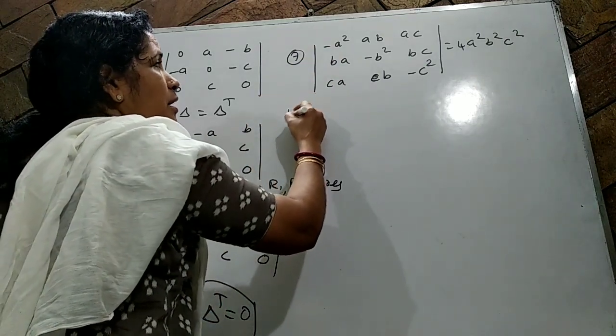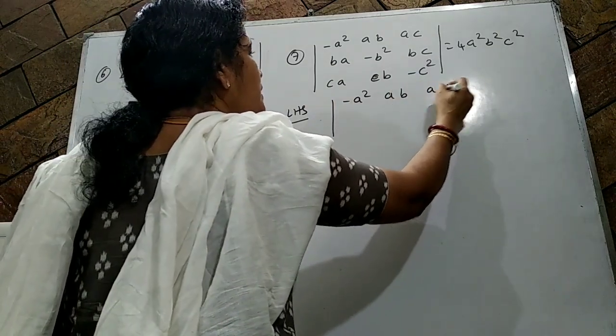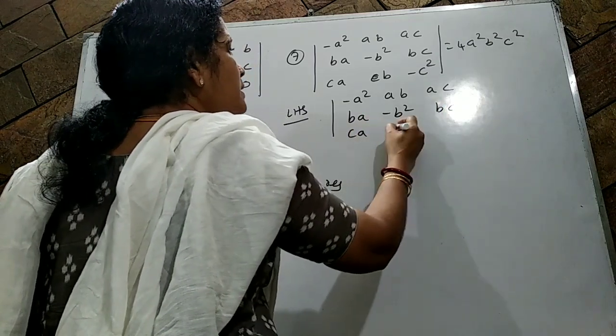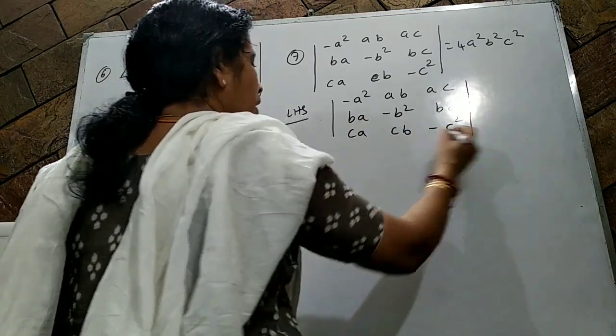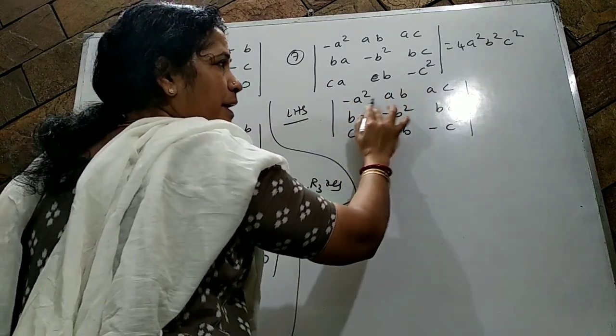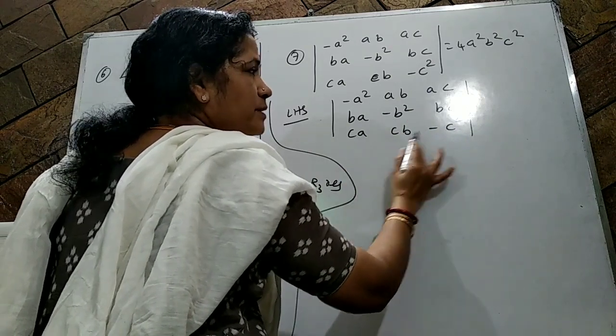Now I'm taking LHS. Now see, this is minus A square, AB, AC, then BA, minus B square, BC, then CA, CB, minus C square. Now see here, beta. Row wise or column wise, A is common here. Another row, B is common. Another row, C is common.